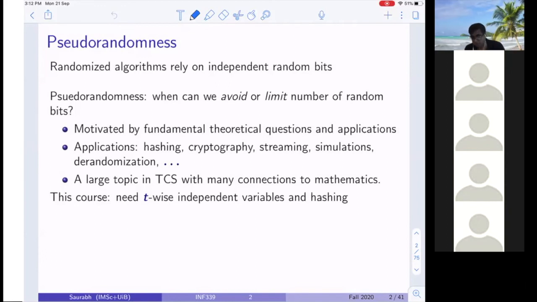This is a very important and fundamental question in theoretical computer science, with lots of applications like hashing, cryptography, streaming, simulation, de-randomization, and a large topic in TCS with many connections to mathematics. What we will need in this course is t-wise independent variables and hashing. We will spend today and maybe the next lecture on t-wise independent variables and hashing, and that will complete our foundation. I don't think we will ever have to come back to this. Once you see these things, you can say, let's apply 3-wise independent, let's apply 4-wise independent, and then we will be done with it.